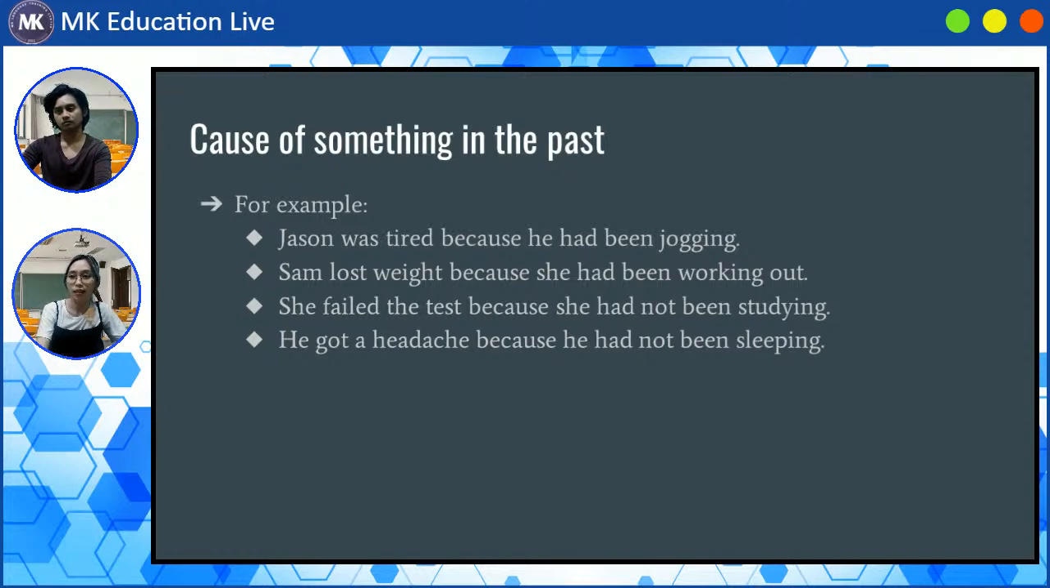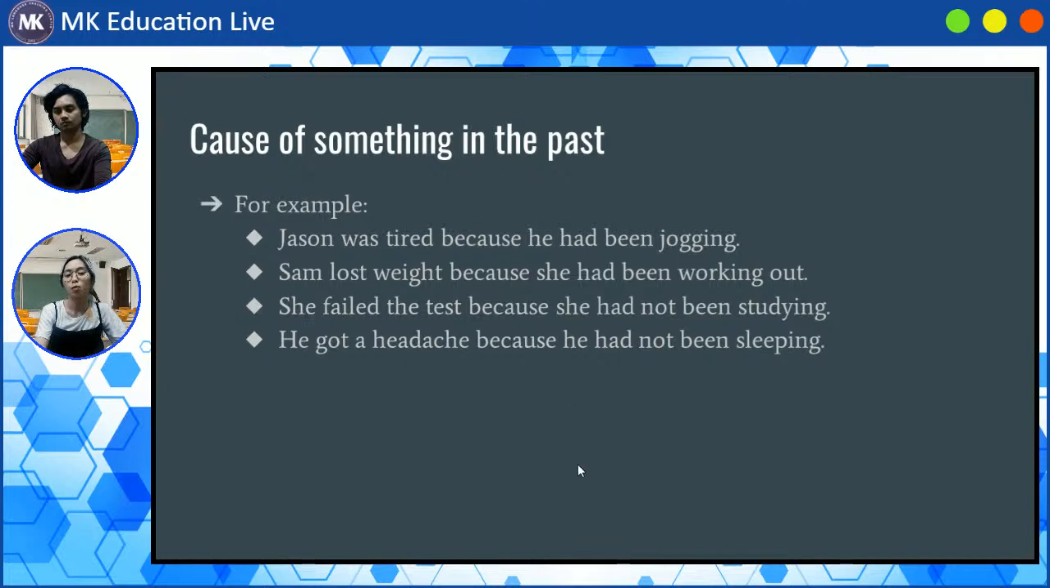So what is the effect? He was tired. Second one, Sam lost weight because she had been working out. The cause is she had been working out, and the effect, she had lost weight. The third one, she failed the test because she had not been studying. So the cause is she had not been studying, and the effect, she failed the test.